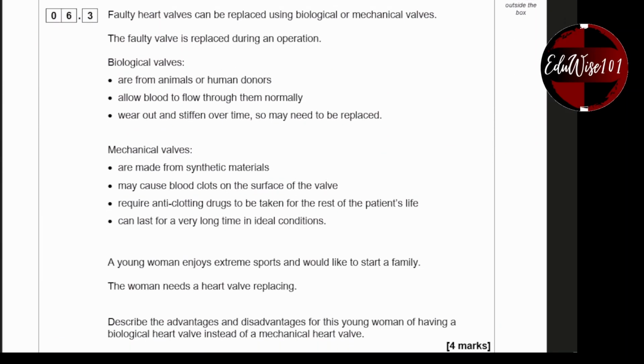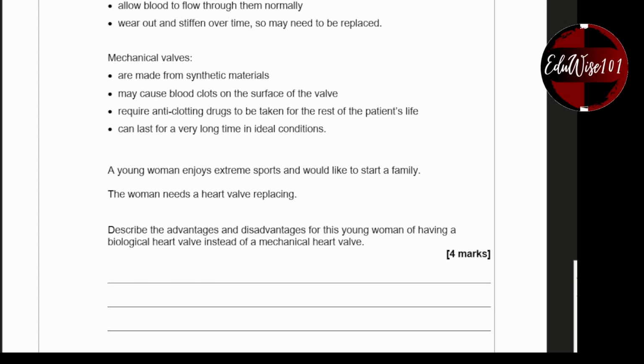Question 6.3, faulty heart valves can be replaced using biological or mechanical valves. The faulty valve is replaced during an operation. Biological valves are from animals or human donors, allow blood to flow through them normally, wear out and stiffen over time, so may need to be replaced. Mechanical valves, on the other hand, are made from synthetic materials, may cause blood clots on the surface of the valves, require anti-clotting drugs to be taken for the rest of the patient's life, can last for a very long time in ideal conditions.